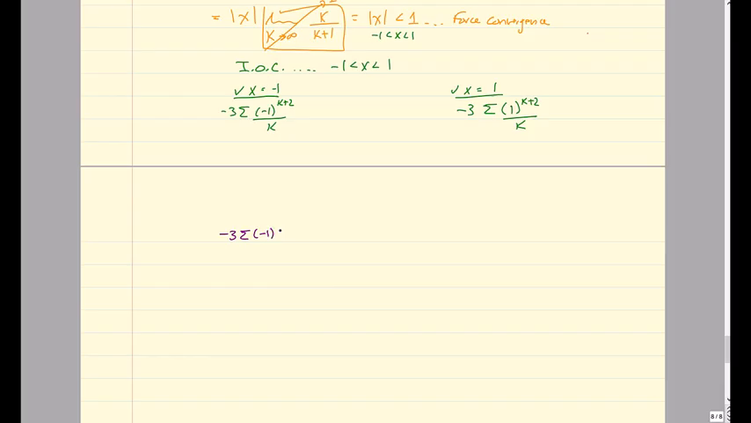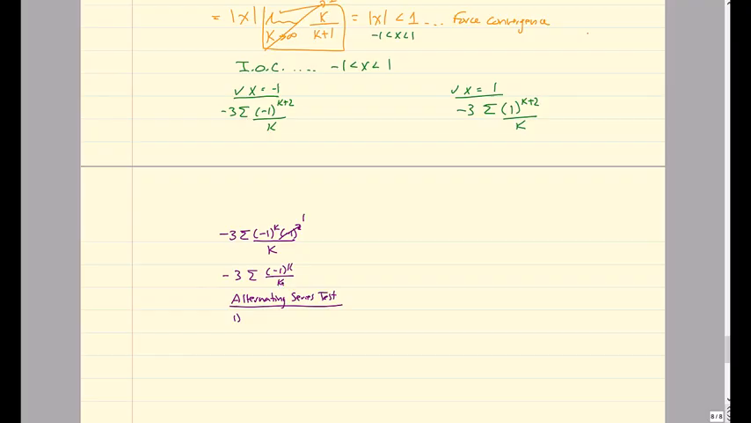Now this negative 1 to the k plus 2 can be written as negative 1 to the k times negative 1 squared all over k. Well, negative 1 squared is just 1. So again, I have this negative 3 out front, and I have negative 1 to the k all over k. This is an alternating series test, not a geometric series. So look on your formula sheet. There are two criteria that have to be true for the alternating series test.